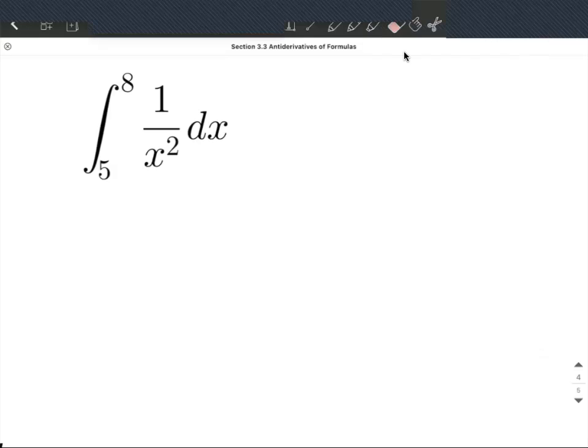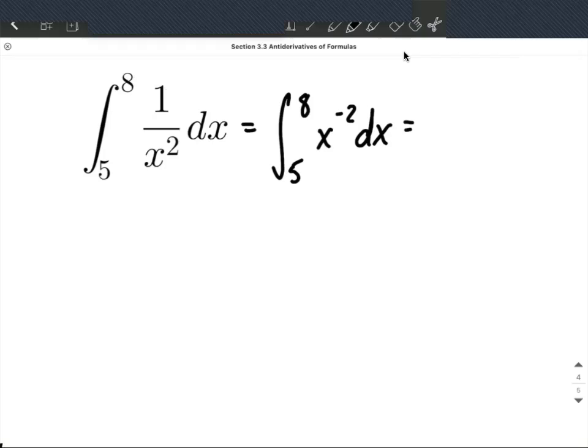All right, evaluating a definite integral from 5 to 8 of 1 over x squared, our reciprocal squared function, dx. So in doing this, because our x is in the denominator and the exponent on x is not a 1, what we want to do first is probably rewrite this with a negative exponent. So we want to evaluate from 5 to 8 of x to the negative second power dx.